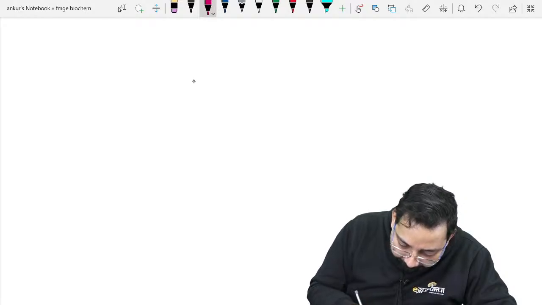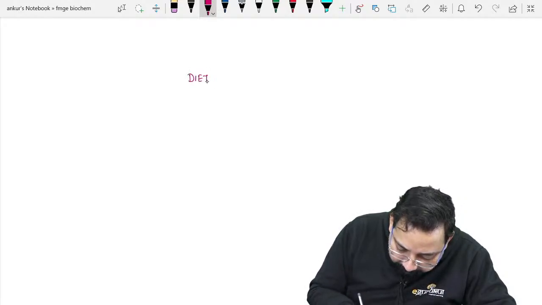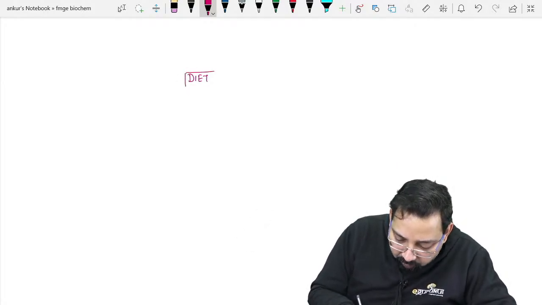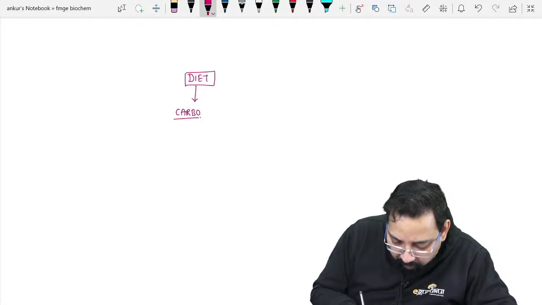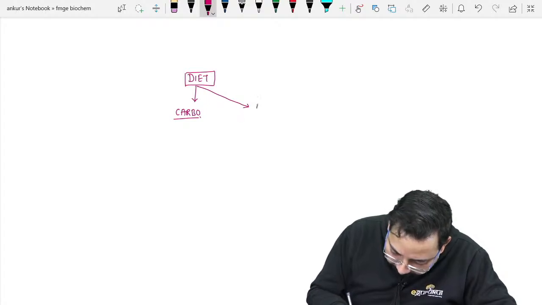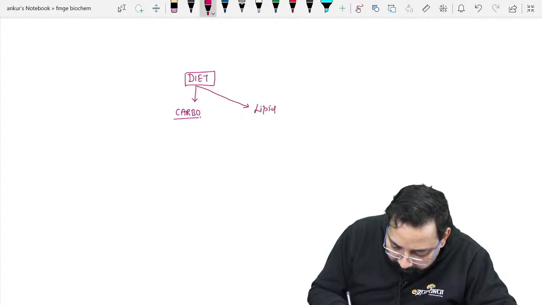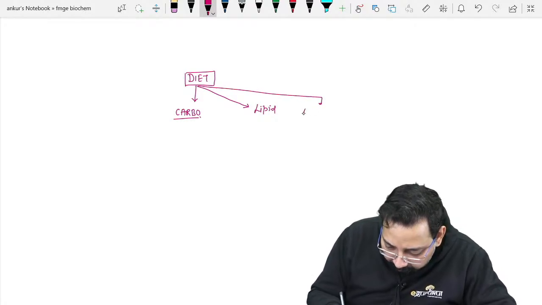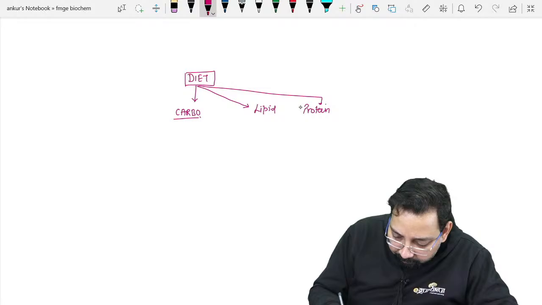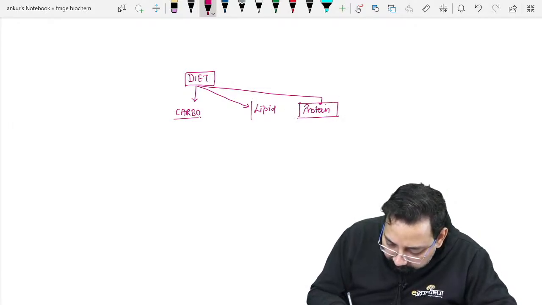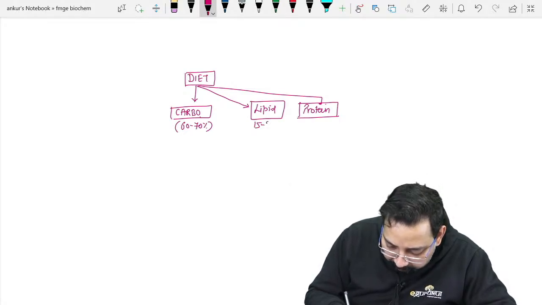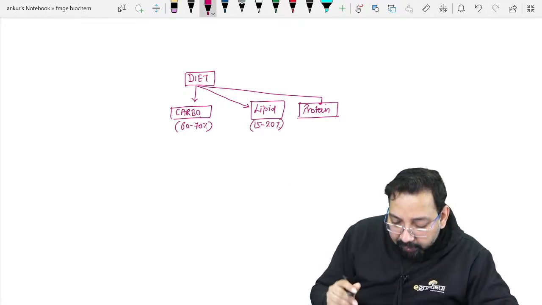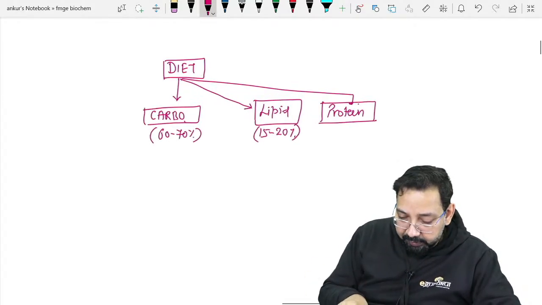Yes, when we take diet, you all know in diet we have carbohydrate, we have lipid, we have protein. We found that whatever diet we take, maximum content is carbohydrate. 60-70% of our diet is carbohydrate, 15-20% is lipid, rest is protein. So maximum content is carbohydrate.